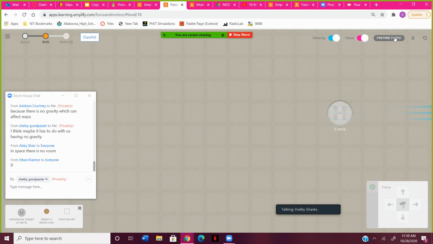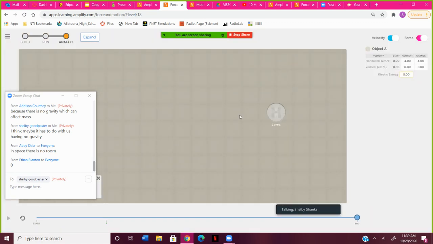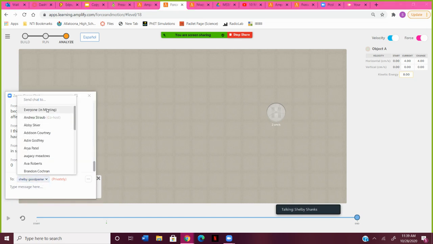Yep, right past it. So if that happens, I'm going to go up here to analyze and see what's wrong, see why it's not working. Okay? If you're looking up here at the top right, we're only doing one object. So object A, my horizontal velocity was 4 centimeters per second. We don't want it to be that fast, right? We only want it to be 2 centimeters per second.